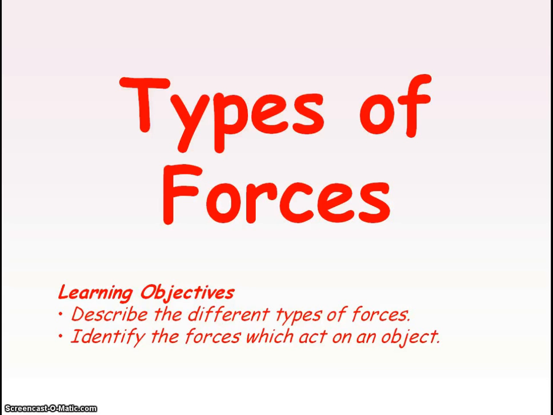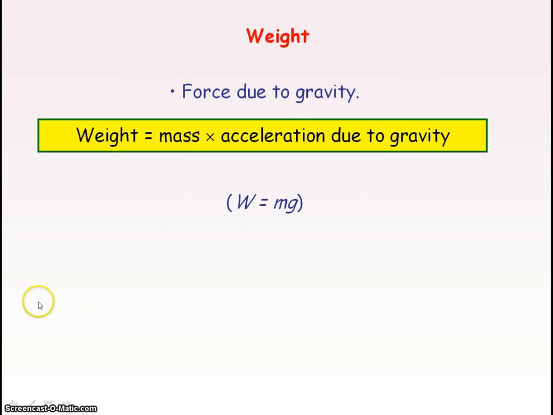We're going to be looking at the different types of forces that can act on an object. The weight of an object is the force that acts on it due to the Earth's gravitational field, and it's found by the mass times the acceleration of free fall.